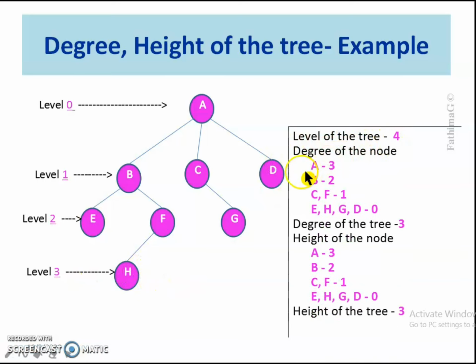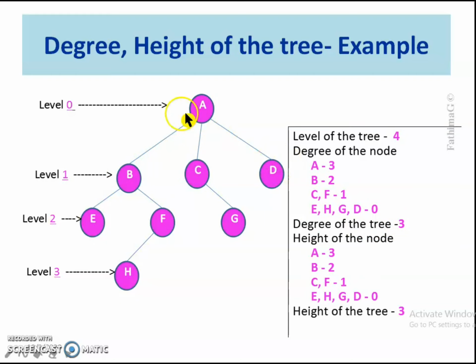Let us see the degree of each node. The degree of A is 3 as it has 3 children. The degree of B is 2. The degree of C and F is 1, whereas the degree of nodes E, H, G, D is 0 as they have no child. In the example tree, the degree of the tree is 3 as the maximum degree among all the nodes is 3.